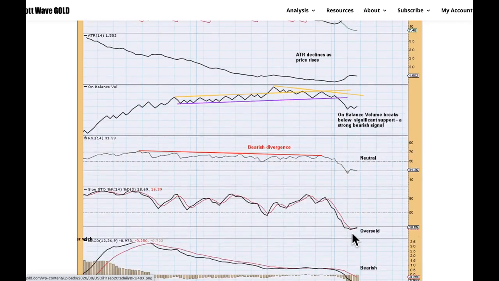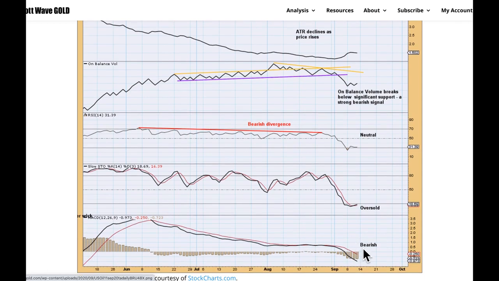Stochastics is oversold, but this isn't particularly useful in a trending market. This is more useful in a consolidating market, which is not what we have right now. And MACD is bearish, supporting that downward trend.